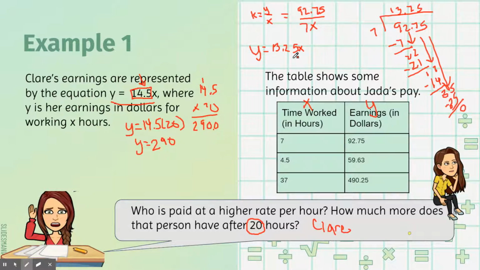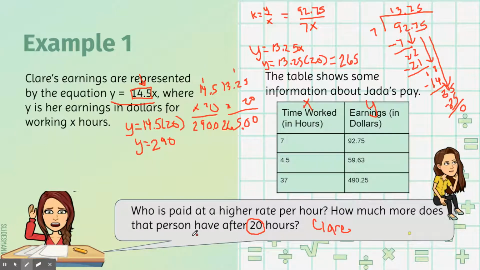So let's figure out how much Jada makes. Again, I have to plug it into her equation. It's going to be Y equals 13.25 times 20. So now I have to do 13.25 times 20 to figure out how much Jada makes for 20 hours. Again, 0 times everything is just going to be 0, so I'm just going to leave my 0 down. 2 times 5 is 10, carry the 1. 2 times 2 is 4, plus 1 is 5. 2 times 3 is 6, and 2 times 1 is 2. I need to put 2 decimals in. So Jada makes $265 in 20 hours.